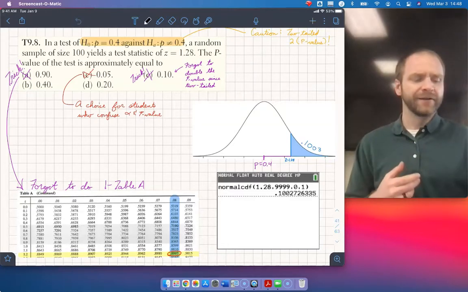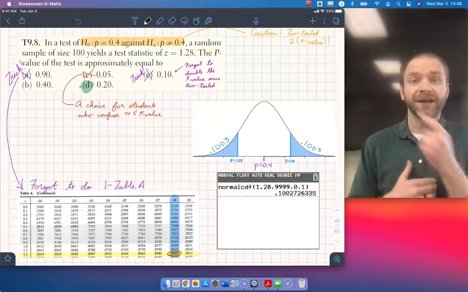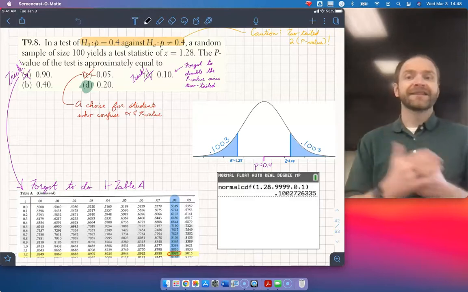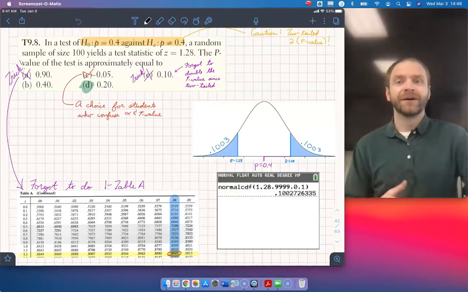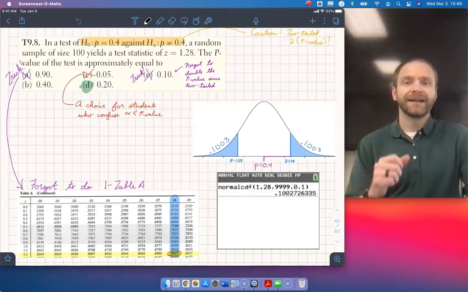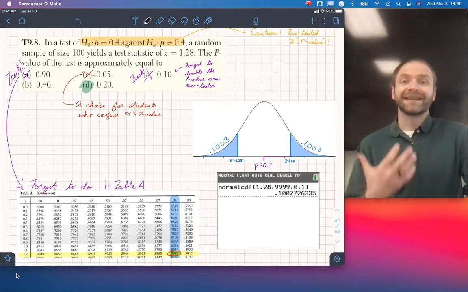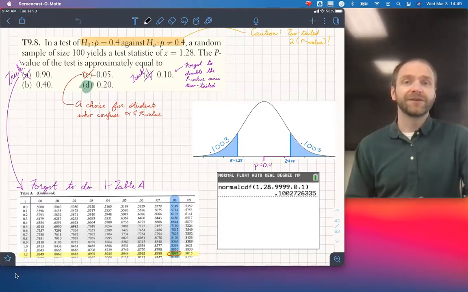Well, if it's two-tailed, and I know one of the tails is 0.1003, I just have to put the other 0.1003 there, and that's going to give me the 0.20. Choice D. I love this problem because for students who rely on table A, there's a trick for you. For students who rely on the calculator, there's a trick for you as well. So finding those tricks is a key concept. So let's move on to question 9.